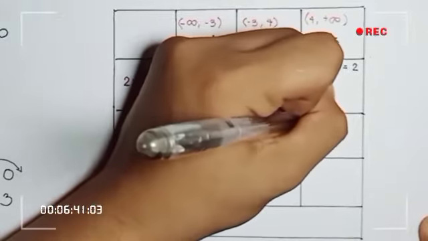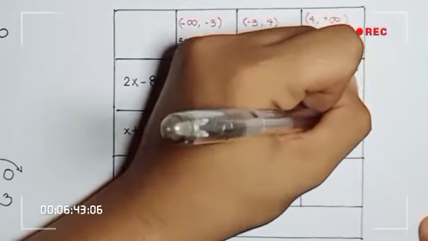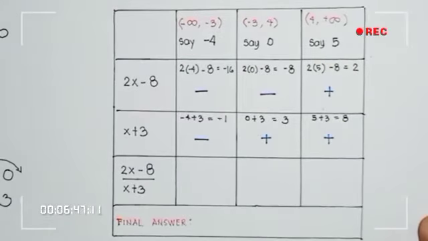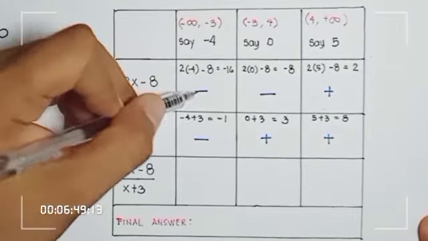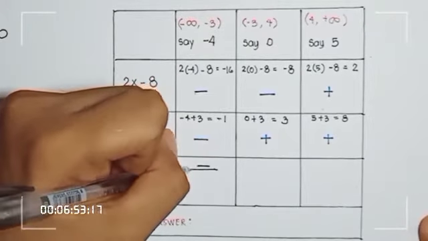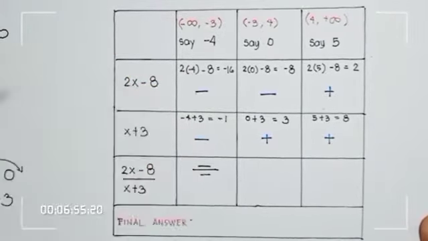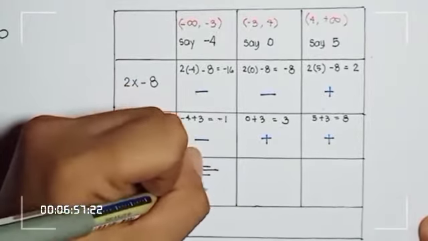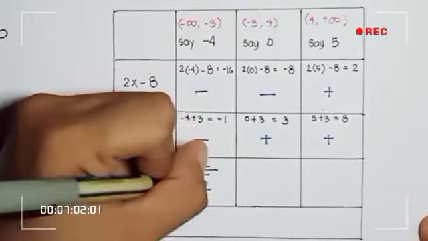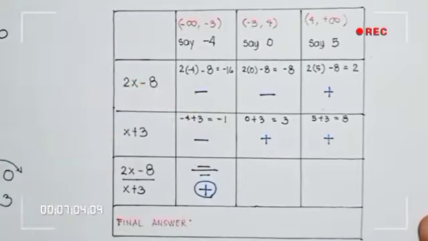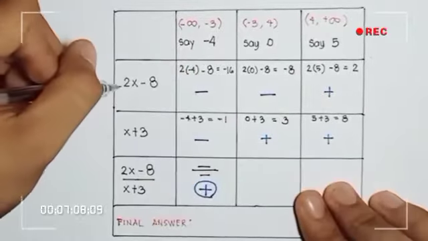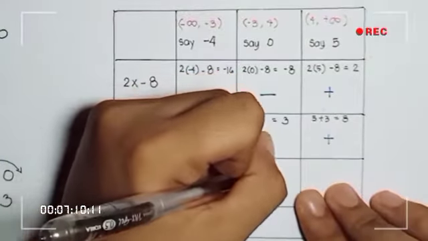And then for the third column, substituting 5. 5 plus 3 is positive 8. Therefore, we have positive. And now for the last row, the numerator 2x minus 8 is negative. The denominator x plus 3 is negative. Negative divided by negative is positive. Remember that in division, dividing similar signs results in positive, and dividing different signs results in negative.